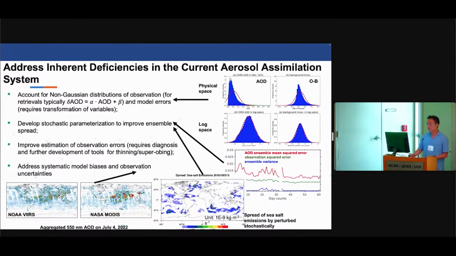And second, as I mentioned earlier, our aerosol data assimilation system is an ensemble-based system. Even though we already perturb aerosol emissions, its spread is still far from sufficient. So we're going to develop some stochastic parameterizations to further improve the ensemble spread. And lastly, we also need to address the uncertainties related to observations and aerosol models. All the proposed tasks here, we plan to implement within JEDI, and hopefully they will be accepted and eventually become publicly available. That's my last slide. Thanks for listening.